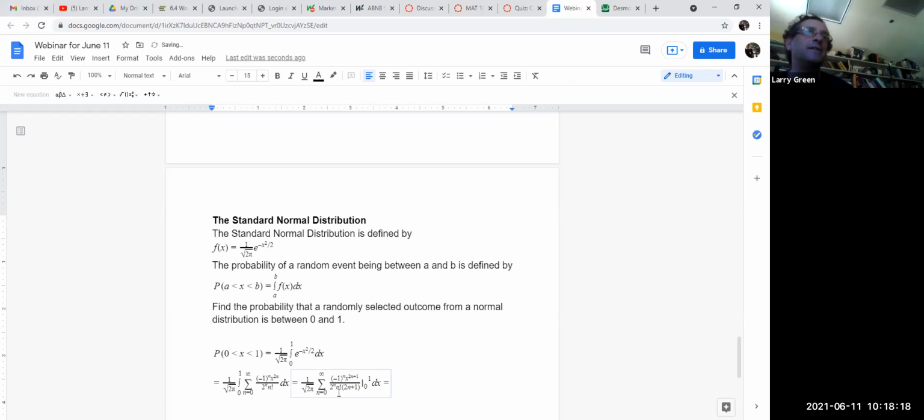the summation. We still get the 1 over root 2 pi. We still have a summation. And then we're going to have a negative 1 to the n. The x to the 2n plus 1 just becomes a 1 when you plug in 1. Over 2 to the n times n factorial times 2n plus 1. And there is our answer to that probability.